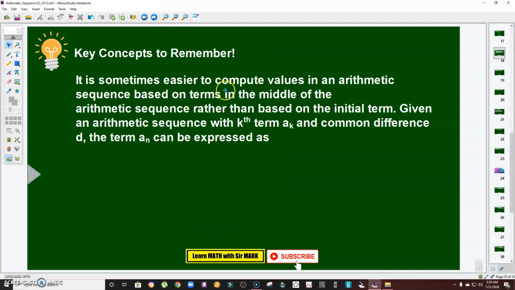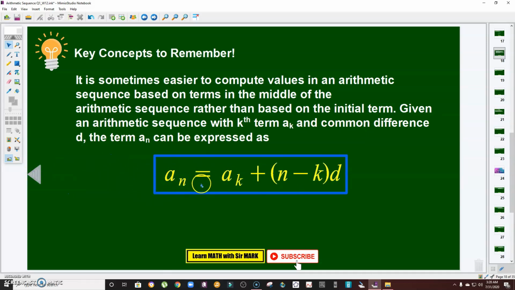It is sometimes easier to compute values in an arithmetic sequence based on terms in the middle of the arithmetic sequence rather than based on the initial term. Given an arithmetic sequence with kth term a sub k and common difference d, the term a sub n can be expressed as, take note of this, a sub n is equal to a sub k plus n minus k times d. Again, ulitin ko, kailan ba ito ginagamit? If you want to avoid using the initial term. So, para mas maintindihan natin ito, we'll apply this in the next example.